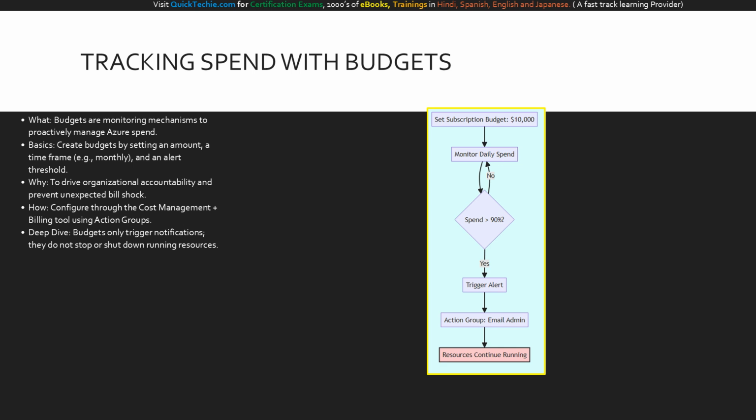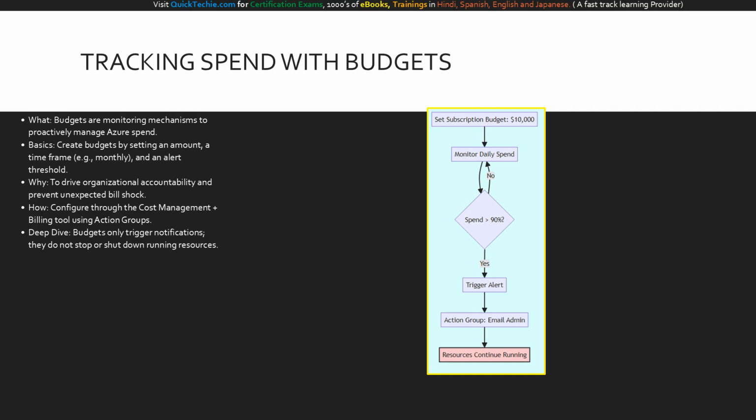A major part of managing subscriptions is cost control, which brings us to budgets. What are Azure budgets? They are monitoring mechanisms found within Azure Cost Management designed to proactively track and manage your cloud spend. For the basics, you define a budget by setting a monetary amount, a reset period like monthly or quarterly, and specific alert thresholds, such as 90% of the budget.